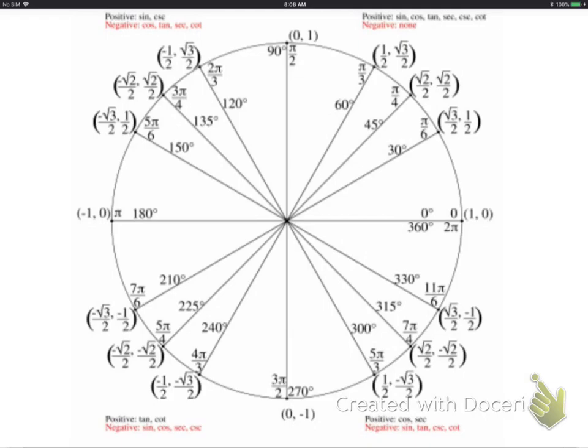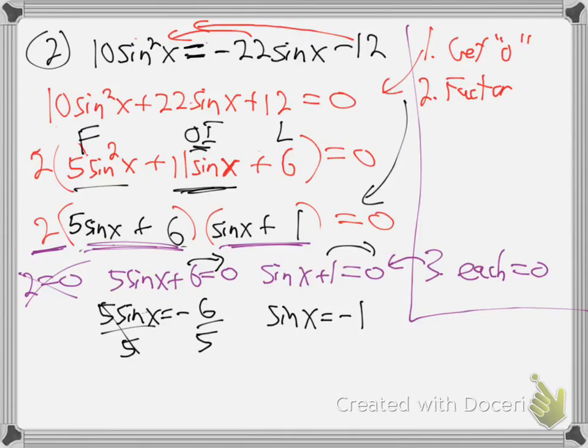Where is my unit circle? Okay, there it is. So what am I looking for? Minus 6 fifths. Is that something you recognize? No, don't even waste your time. There's nowhere the sine is negative 6 fifths. By the way, that's more than 1. That's 1 and a fifth. Remember, sine never goes higher than 1 or lower than negative 1? It's not going to be there. How about this one? Where's sine negative 1? 3 pi over 2. That's our only answer to that whole problem. After all that, 3 pi over 2.